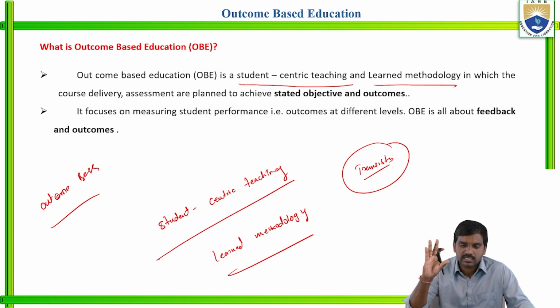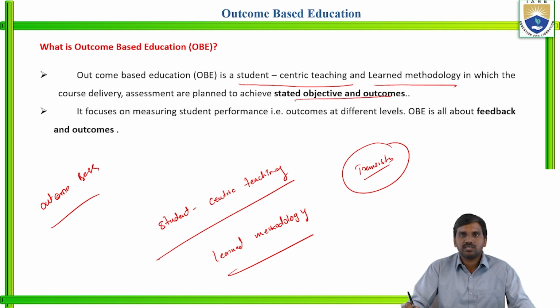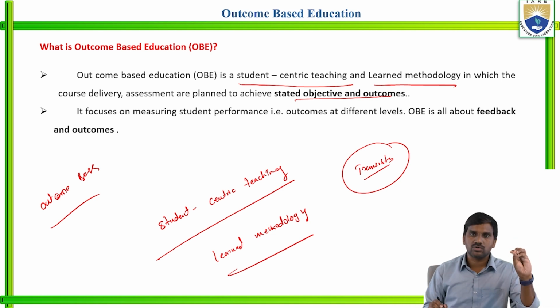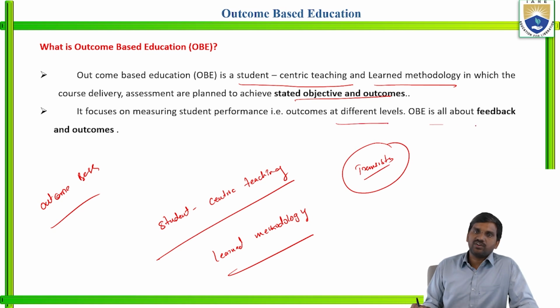It is a student-centric teaching and learning methodology in which course delivery and assessment are planned to achieve the stated objectives and outcomes. It focuses on measuring student performance through outcomes at different levels. OBE is all about feedback and output, and we can use it to identify the knowledge levels of the students also.